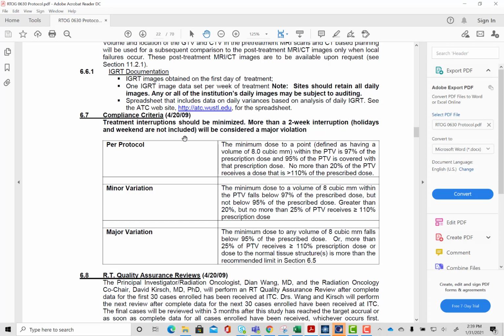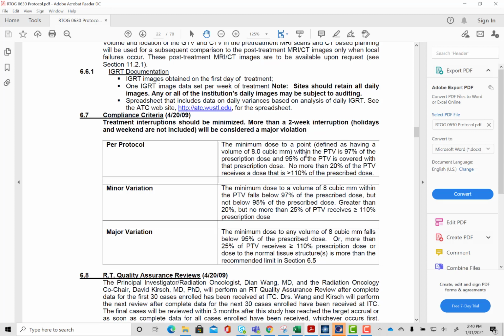For this case, again, pretty easy, so we should be able to do this. But if you'll notice, it's all about coverage, okay? So we basically need a minimum dose on our PTV of 97%. What it's saying is they're defining a point as 8 cubic millimeters, so that's 0.008 cc's. So I'll show you how to look at that.